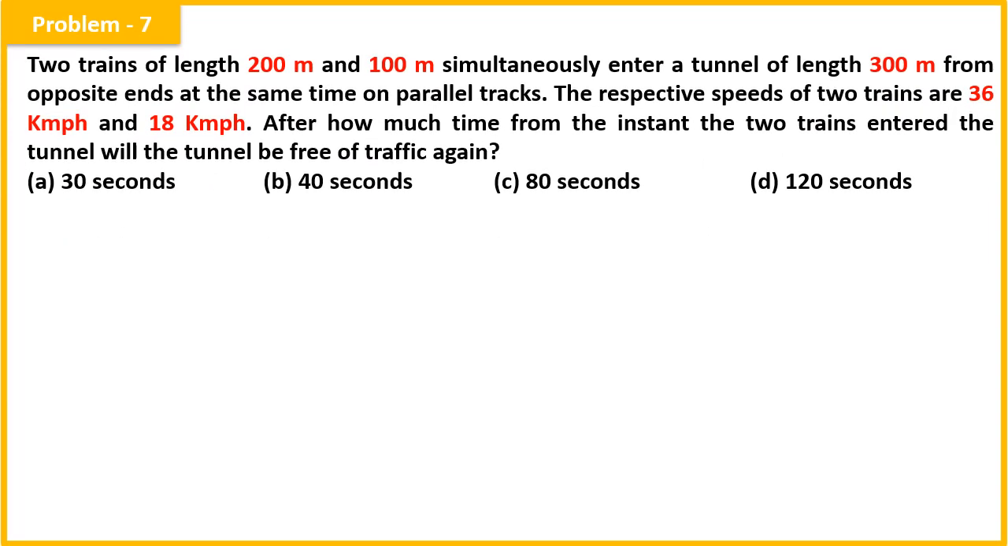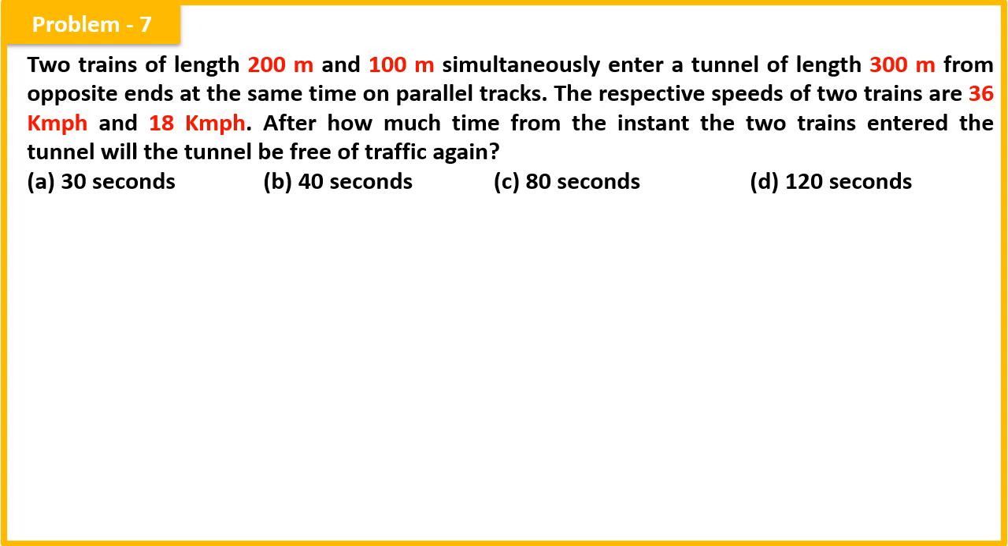Problem number 7. Two trains of length 200 meters and 100 meters simultaneously enter a tunnel of length 300 meters from opposite ends at the same time on parallel tracks. The respective speeds of the two trains are 36 km per hour and 18 km per hour. After how much time from the instant the two trains enter the tunnel will the tunnel be free of traffic again? I request you to pause this video and try the question on paper.